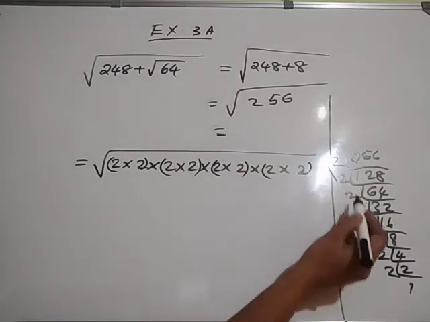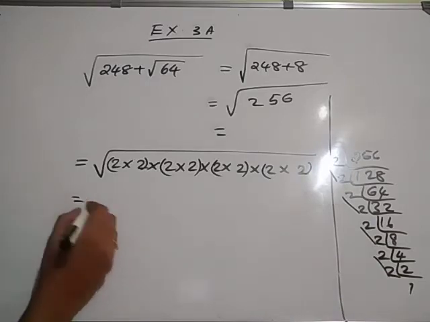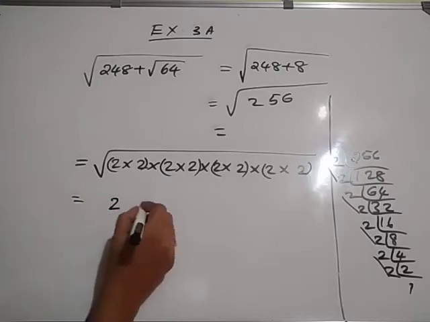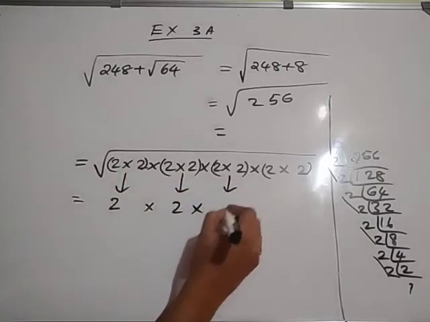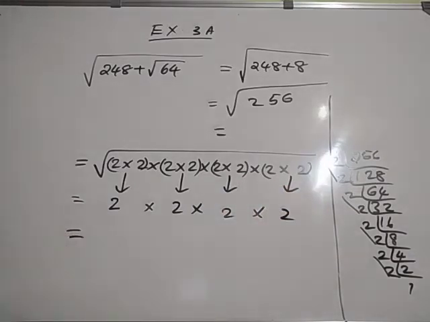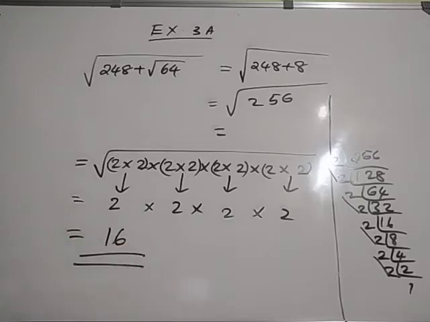How many groups are there? 1, 2, 3, 4 groups are there. So take one number outside the square root. 2 into 2 into 2 into 2, which gives the square root of 256. That is 16. Okay, understood that steps? So learn this problem well.